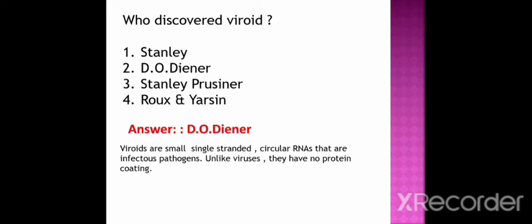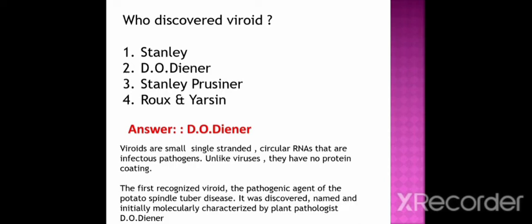Now, what is a viroid? Viroids are basically small single-stranded circular RNA that are infectious pathogens. Unlike viruses, they have no protein coating. The first recognized viroid was the pathogenic agent of the potato spindle tuber disease. It was discovered, named, and initially molecularly characterized by the plant pathologist Theo Diener.